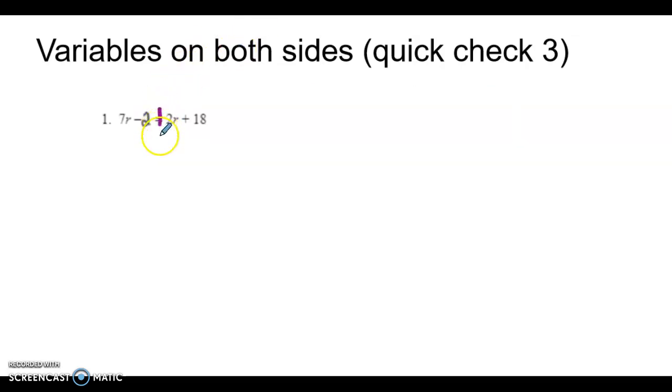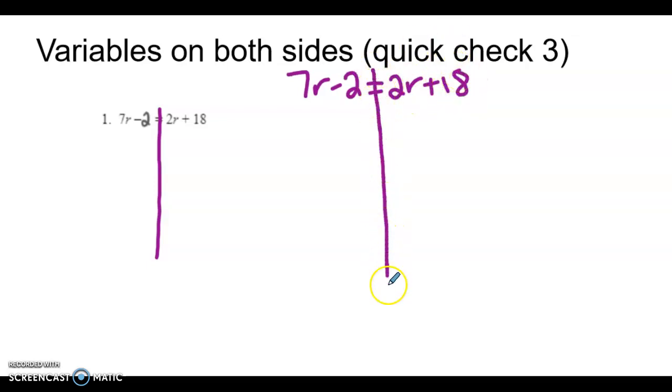Whoops. Actually, I'm going to write this bigger because that's really small for me. Okay, so I'm going to draw my line down the equal sign, and then I'm going to find my letter. And you know I like to box off my letter. So in this case, I notice that I have 7 R's on one side and 2 R's on the other.